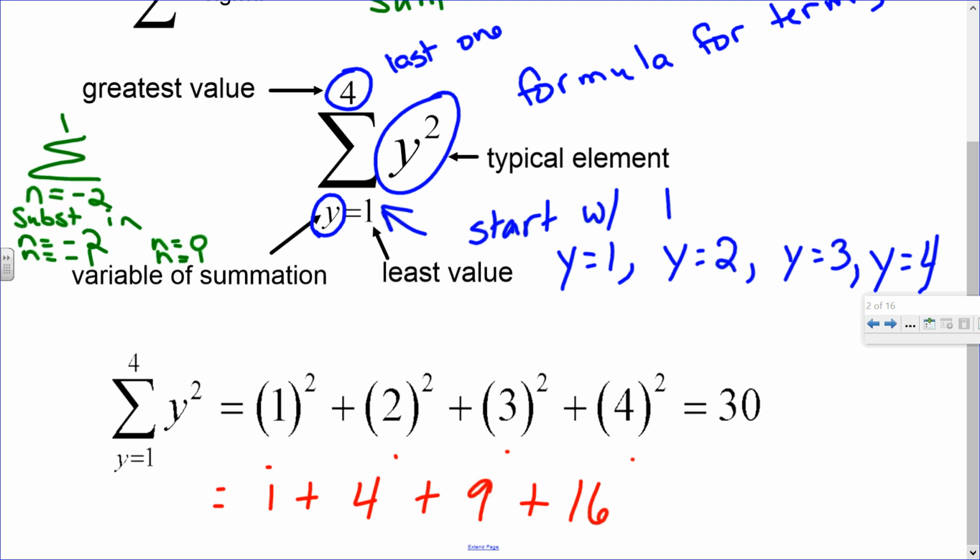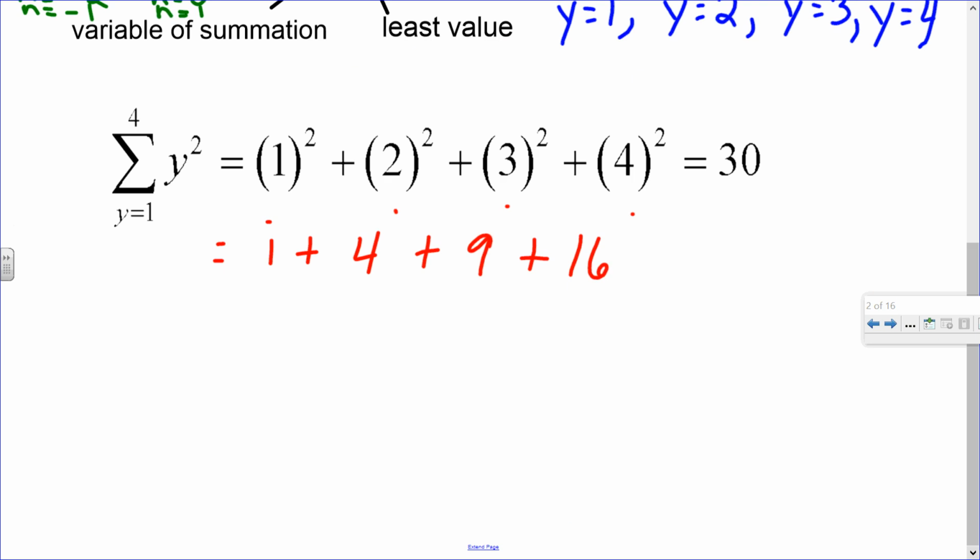Let's change it just a little bit. Let's suppose that my formula was not just y squared. Let's suppose that I did the sum as y goes from 1 to 4 of a y squared. Nothing about what a is. I can only be substituting for one variable with this notation. So a is going to stay a.